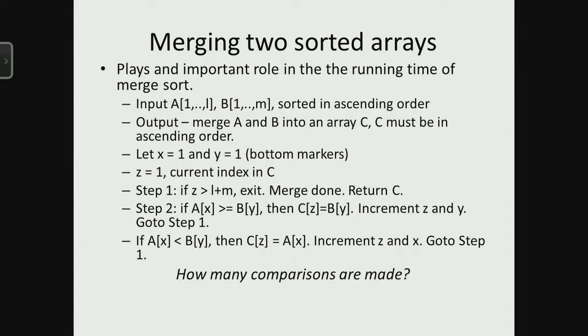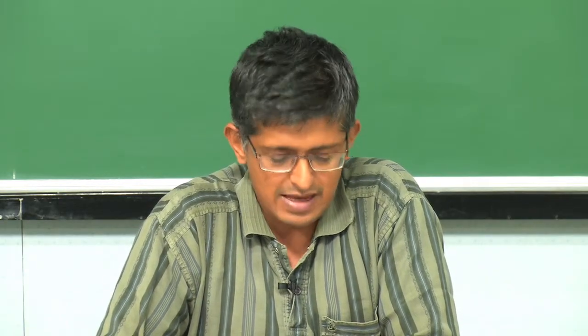Initially, x and y are taken to be 1, the smallest elements in the two arrays respectively, and z is the index of the first element in the array C. The first step is very important. This is the beginning of an iteration. If z exceeds the total number of elements in the two arrays, then you exit. Merge has been completed, and the algorithm returns the value C.